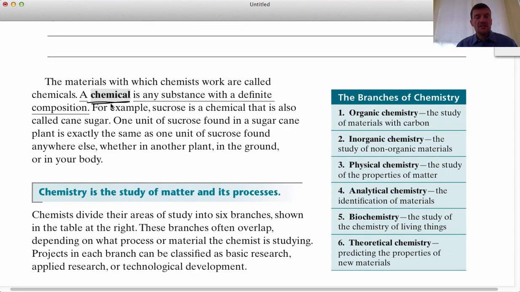We're going to be talking about chemicals. Obviously, chemistry is the study of chemicals and any substance with a definite composition. We'll talk about that definite composition later on as we actually do some calculations with that. Okay, you're going to see some patterns as a result of that definite composition. Okay, for example, sucrose or common sugar, it is a compound that has a definite composition, a definite ratio of certain elements in it. Okay?